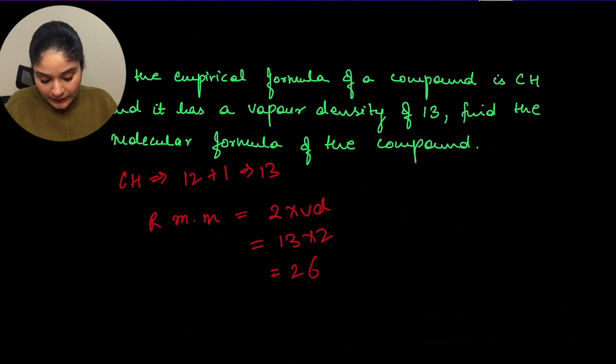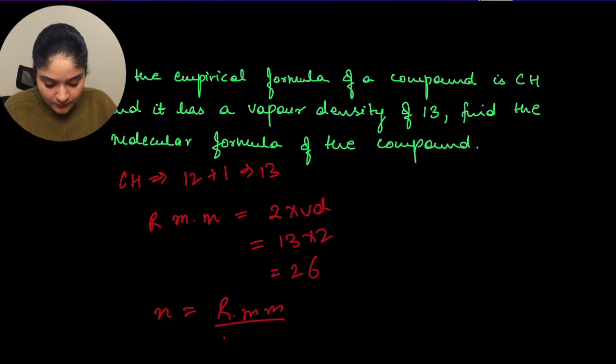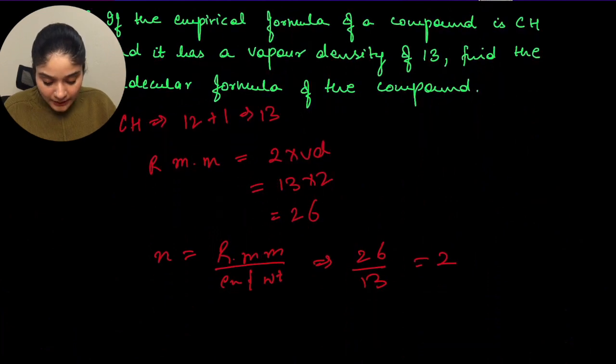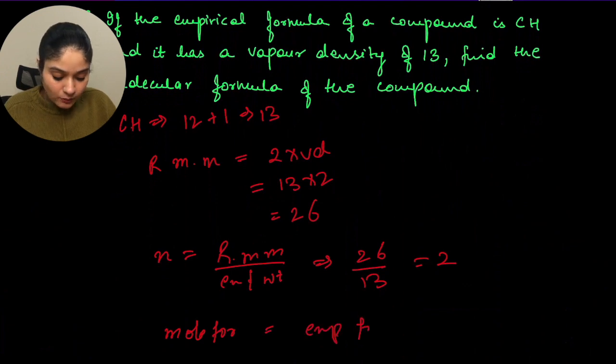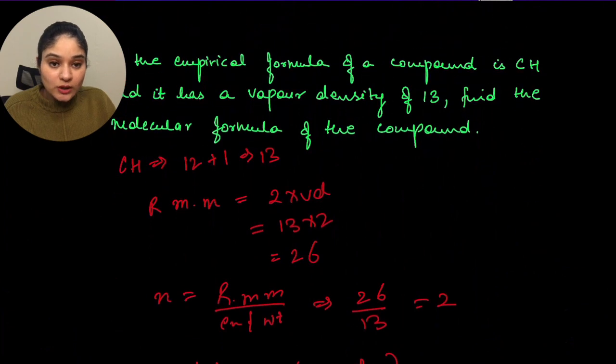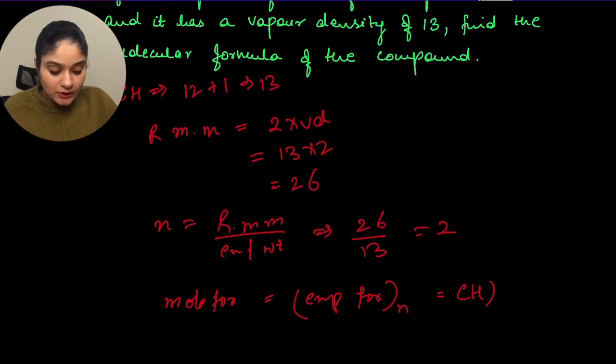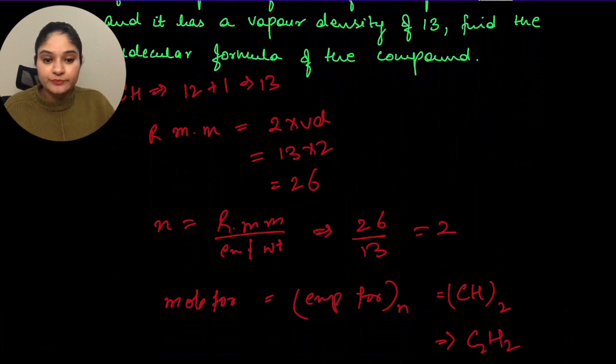Okay. To find the molecular formula, you need to calculate N. N is the relative molecular mass divided by the empirical formula mass. So that would be 26 divided by 13, so your N is 2. And to calculate the molecular formula, that is the empirical formula and the entire thing times N, and your N is 2. Your empirical formula was given as CH, so CH and whole 2. So your final molecular formula would be C2H2. Okay, let's quickly move on to the next question.